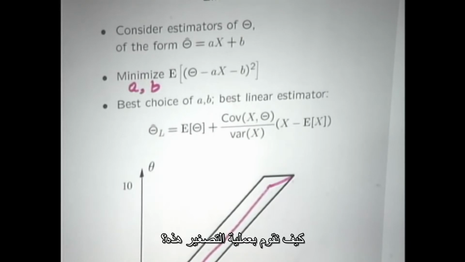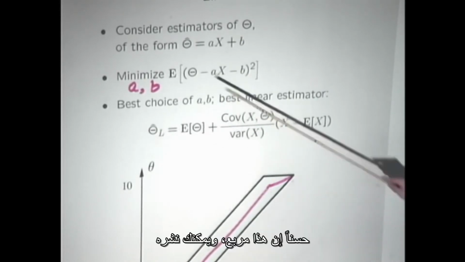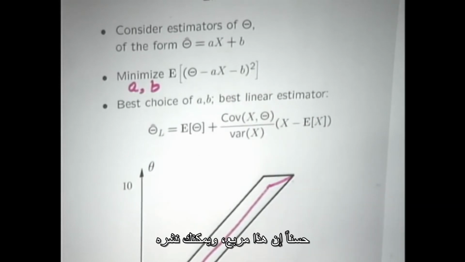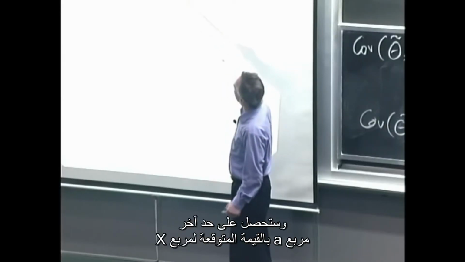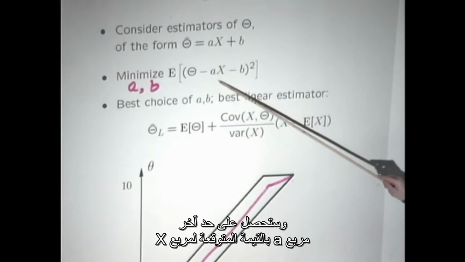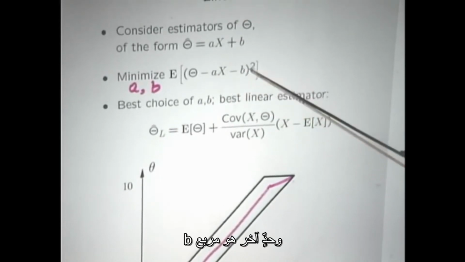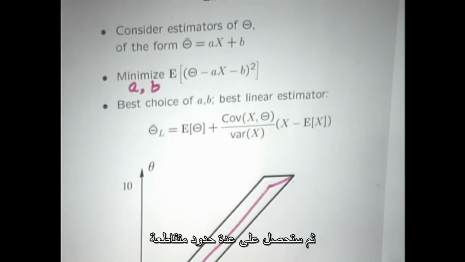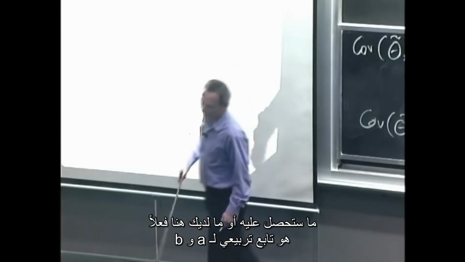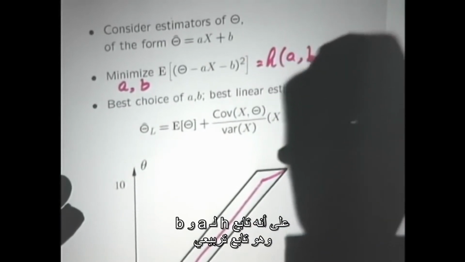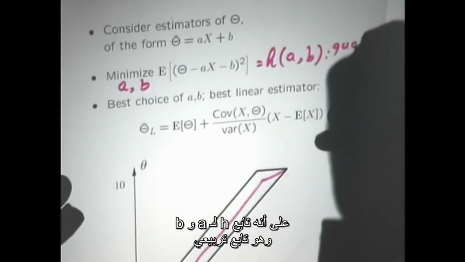How do we do this minimization? Well, this is a square. You can expand it, write down all the terms in the expansion of the square. So you're going to get a term, expected value of theta squared. You're going to get another term, a squared, expected value of x squared, another term which is b squared, and then you're going to get various cross terms. What you have here is really a quadratic function of a and b. So think of this quantity that we're minimizing as some function h of a and b, and it happens to be quadratic.